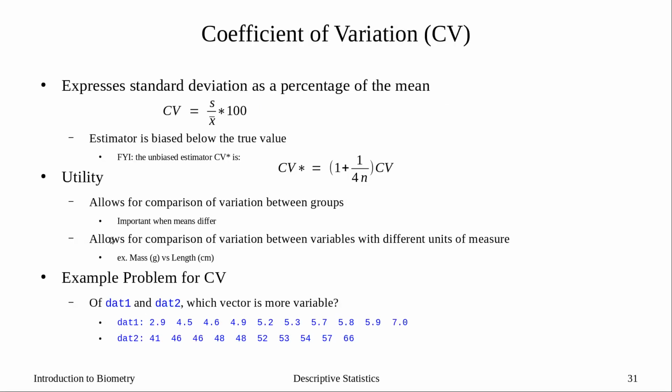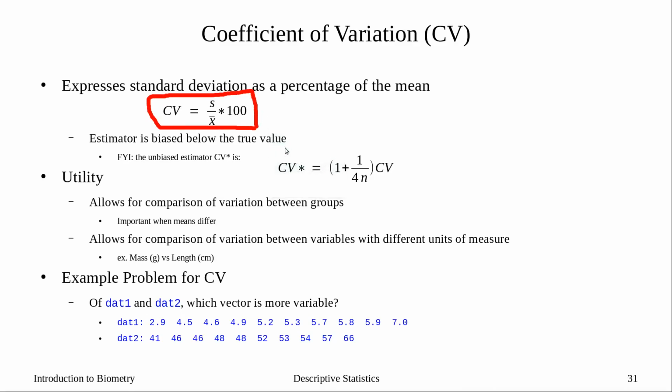There's one more measure of dispersion that we need to talk about, and it's the coefficient of variation. The coefficient of variation takes our standard deviation and expresses it as a percentage of the mean. This estimator is biased. It's going to be below its actual true value. So if we wanted to, we could do a correction factor and calculate an unbiased estimator. We're not going to do that. Instead, we're going to use this equation to calculate the coefficient of variation.